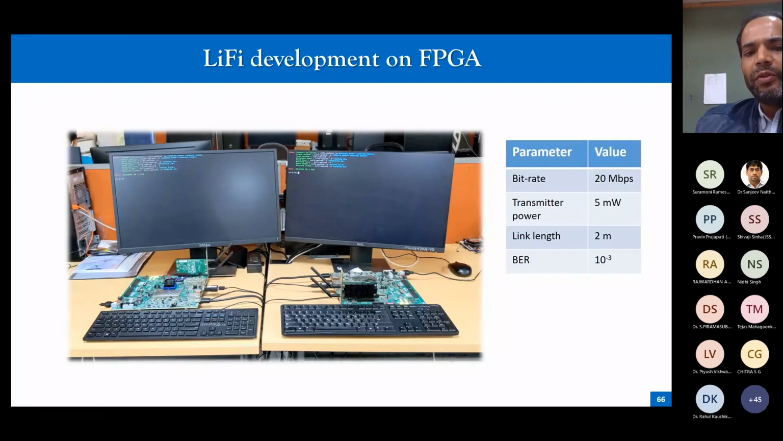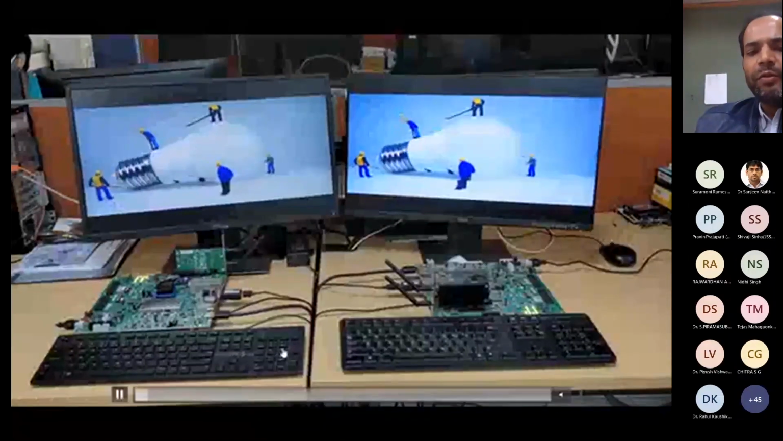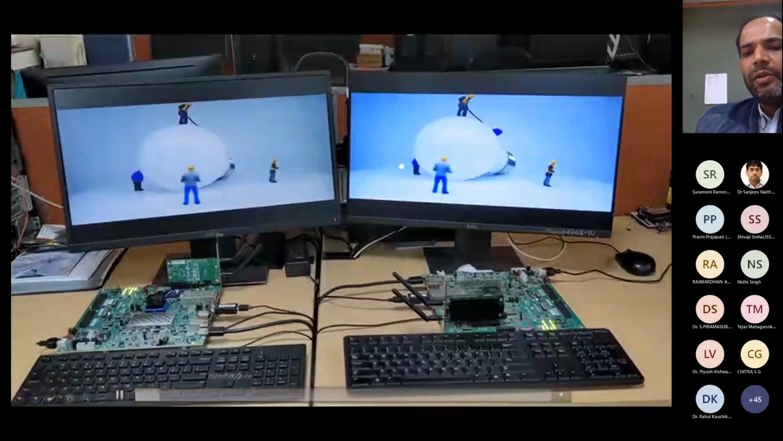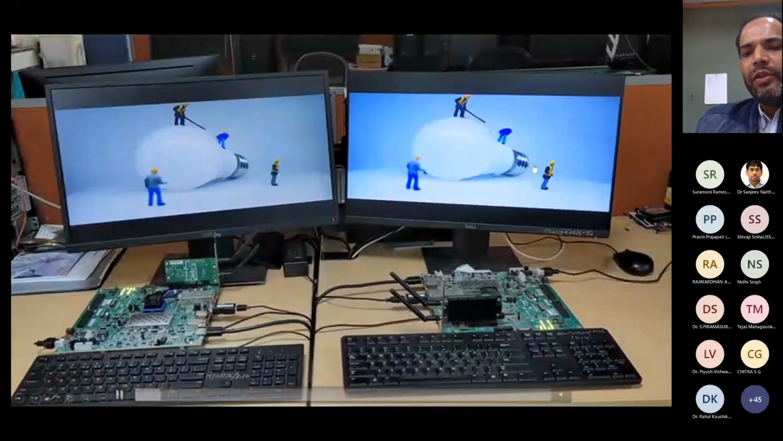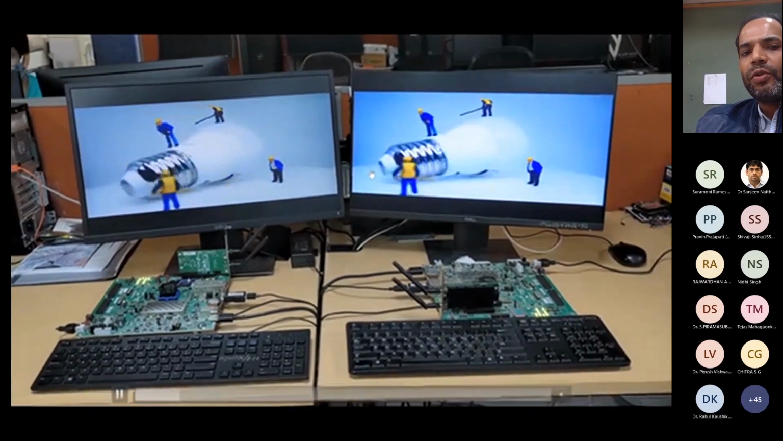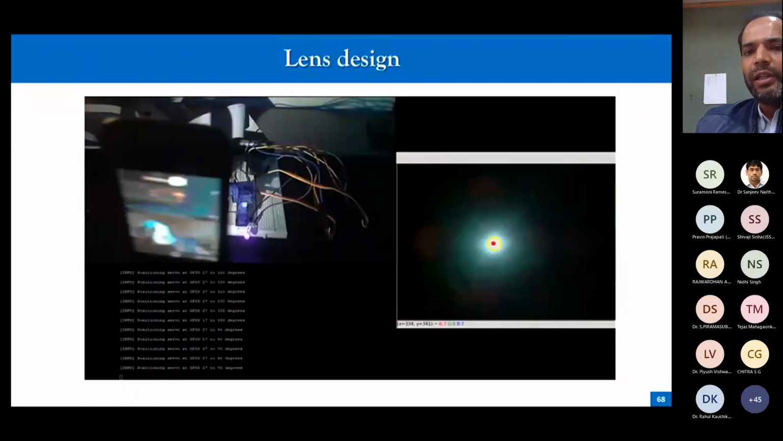We have developed this using FPGAs. So these are the two FPGA boards which we have used, and we are streaming the videos from the transmitter to receiver, just showing you the quality of the videos that we have. You can again look at this video in much more detail later on.